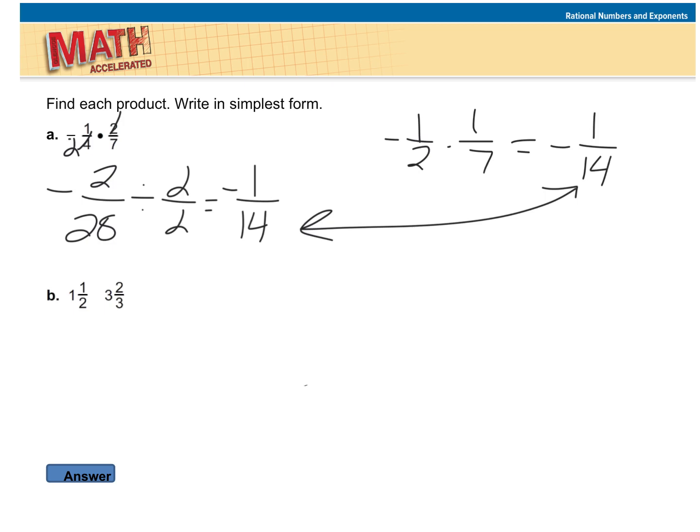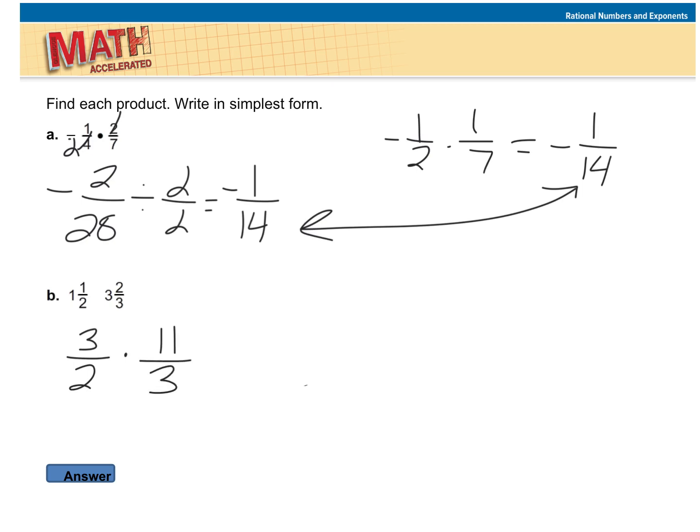On B, what do we need to do first before we start multiplying? Make them improper fractions. Start on the denominator. 2 times 1 is 2, plus 1, 3. What's my denominator? 2. Start here. 3 times 3 is 9, plus 2, 11. 11 over 3.